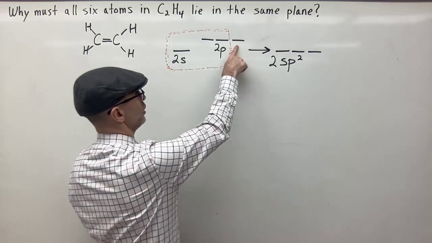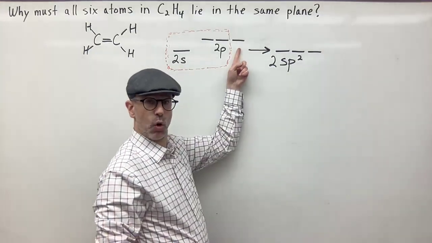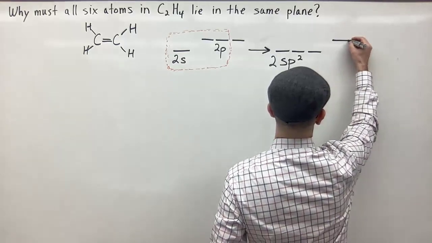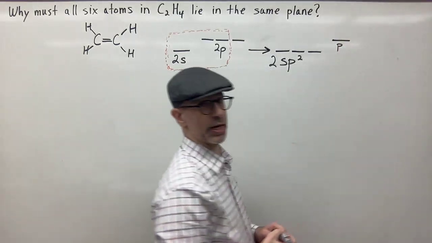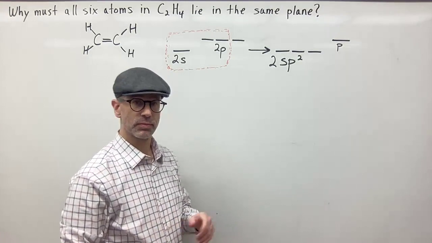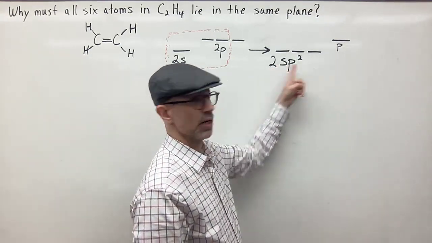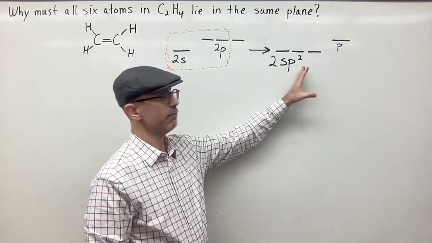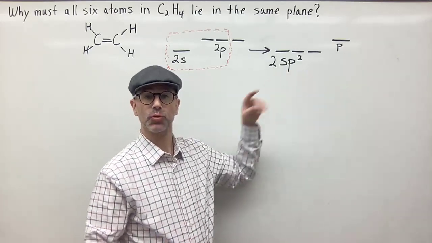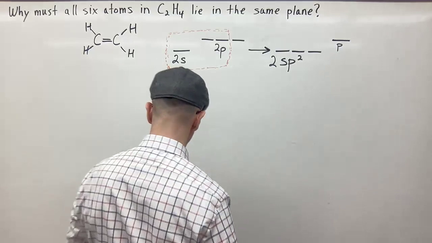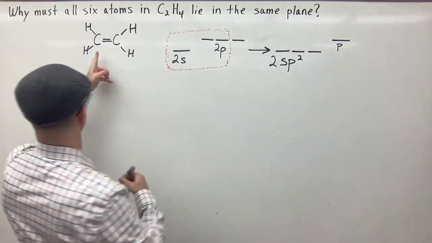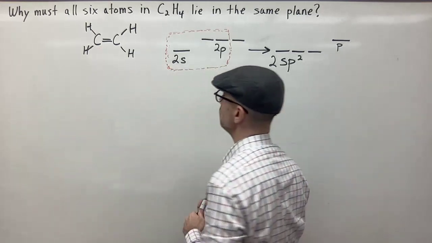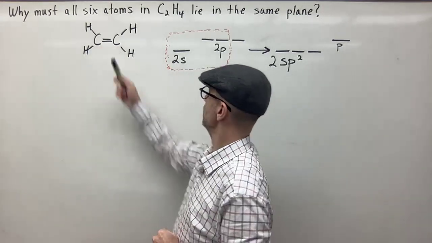And you'll notice we have one p orbital left over. That's important to keep in mind. So we have an unhybridized p orbital left over. These three equal energy sp2 hybridized orbitals are going to be involved in the bonding between the atoms. Here we'll have sp2 hybridization for that carbon, and the same thing for this carbon.